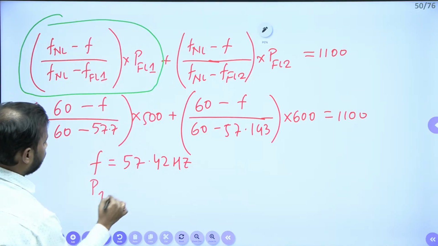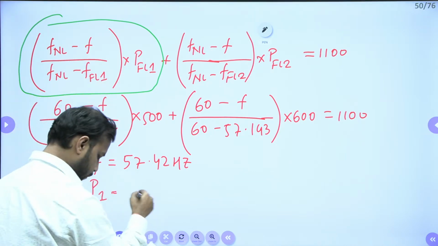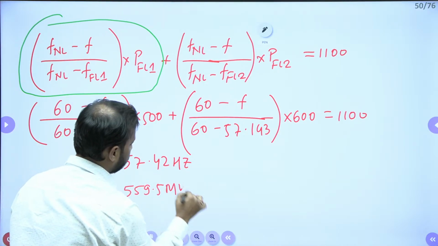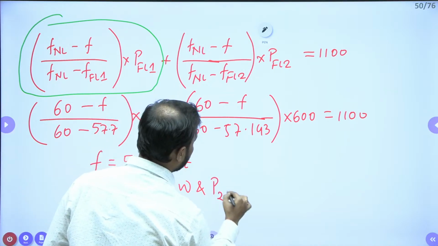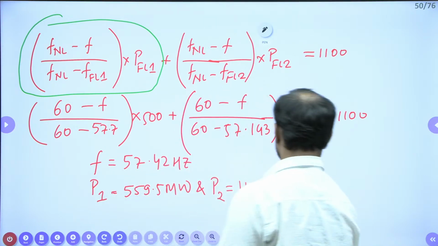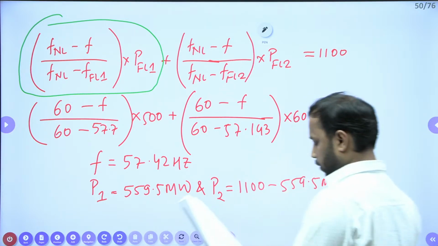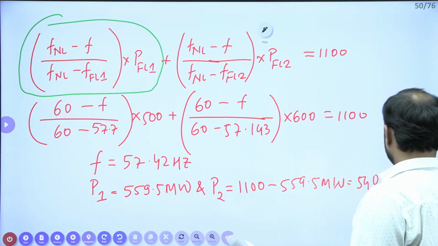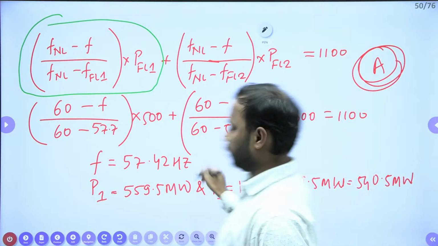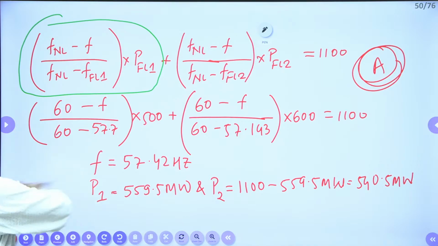So from here, P1 will substitute this F value here. You will get P1 as 559.5 megawatt, and P2 is equal to total power, which is 1100 minus P1, 559.5 megawatt. So this is equal to 540.5 megawatt. This is given in option A. Done. Otherwise, you can also get the P2 value from this expression. All right. So let us move ahead with the next question.